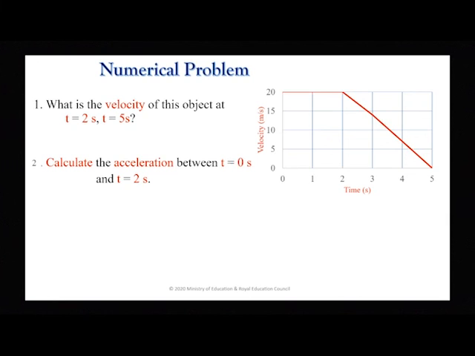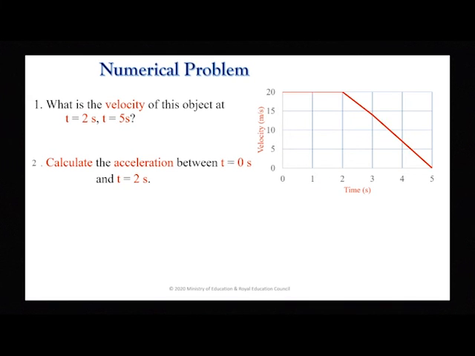Next question. Here we are calculating now. We will use the formula and calculate the acceleration between 0 second and 2 seconds. So for that, you should know at t is equal to 0 second, what is the velocity? Velocity is 20 meter per second. And at t is equal to 2 seconds, what is the velocity? The velocity is 20 meter per second.